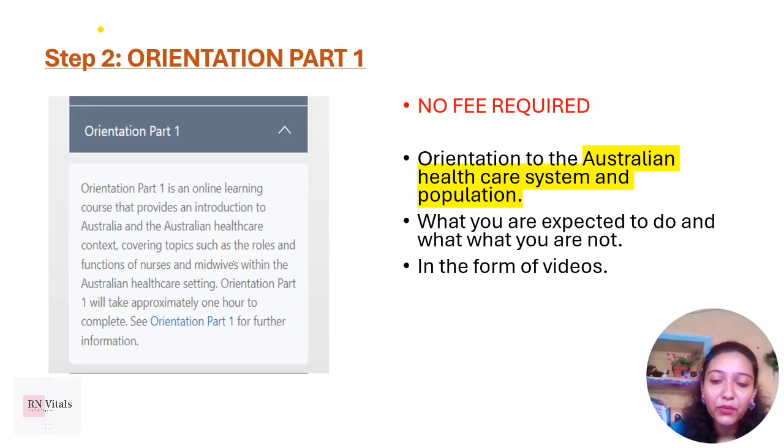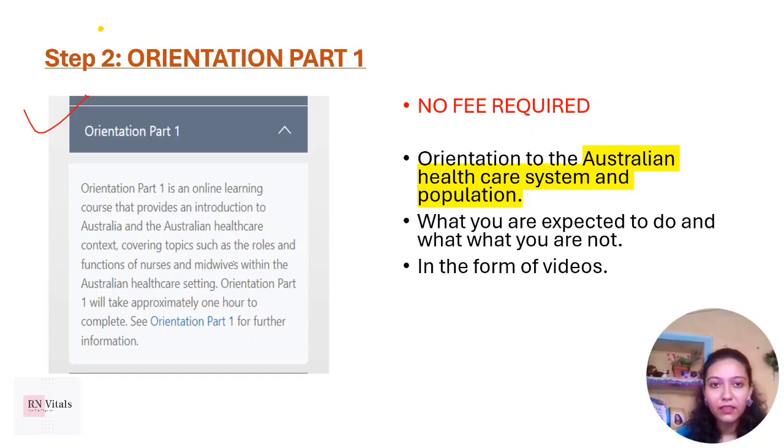Okay, so next up we have orientation part 1. Now why is it part 1? Because in the 6th step you never saw orientation part 2. Basically it happens once you are registered and actually ready to go to the field as a nurse. It's then when your orientation part 2 happens. Whatever. Let's first understand orientation part 1.